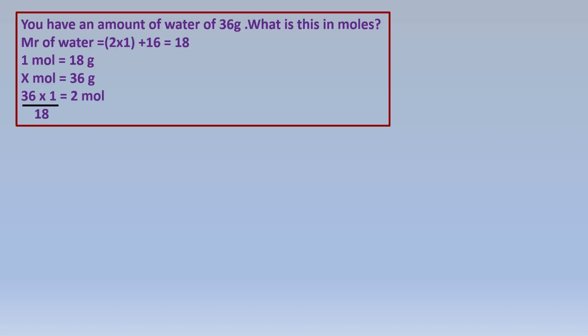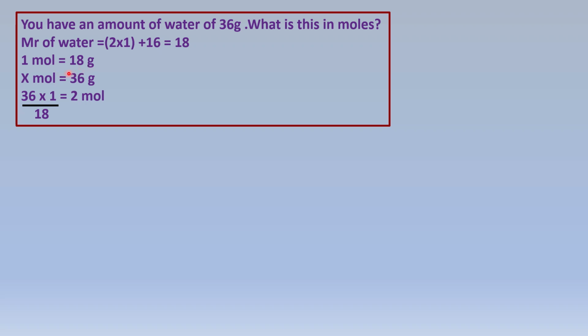Let's calculate the amount of moles in a certain mass of an element. This is the question you're given. You have an amount of water of 36 grams. So the amount given is in gram. What is this in moles? You have to change the mass of water into moles. Now, the relative atomic mass of water is calculated as 2 times 1 for hydrogen plus 16, 18. We have done this. So 1 mole of water has a mass of 18 grams.